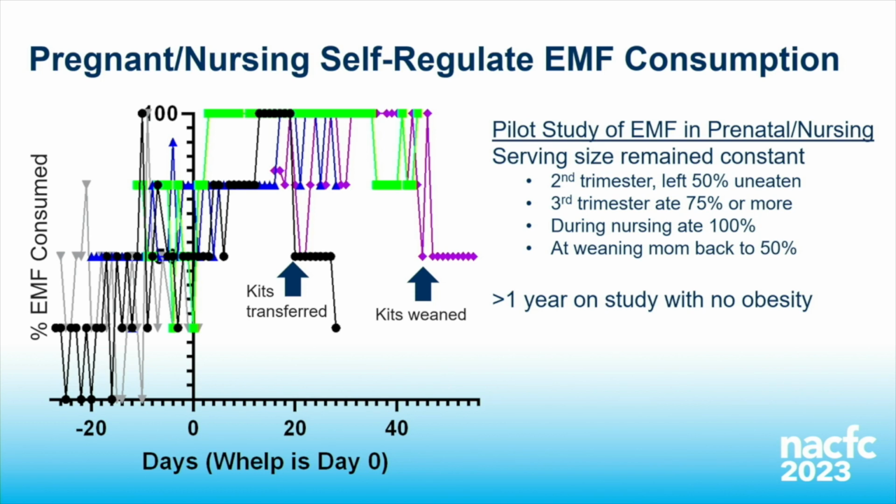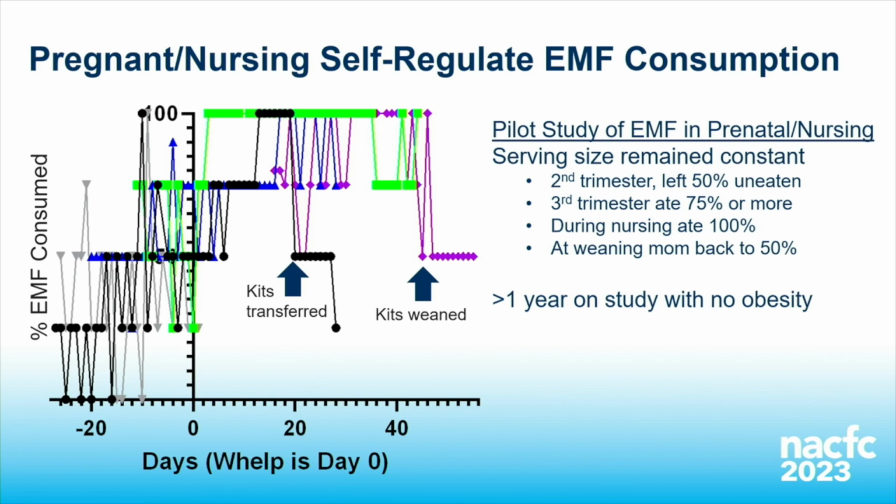Each of these lines is an individual pregnant ferret over time. And we measured the amount of food left in the bowl to see how much they ate, and basically did a quartile analysis. So as you can see, each of those individual lines in the second trimester, they only eat about 25 to 50% of that single serving. As they get a little into the third trimester, they're eating 75% of it. And once they're nursing, they basically clean the bowl, so that was good.